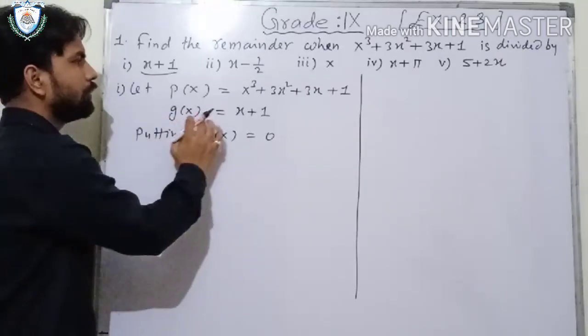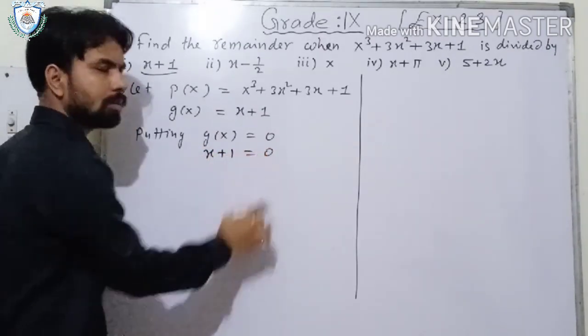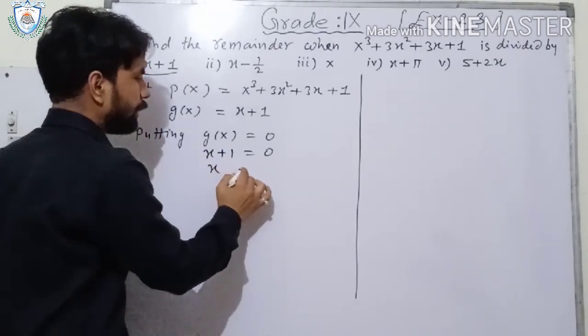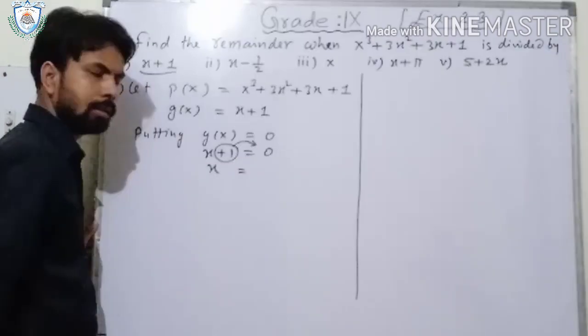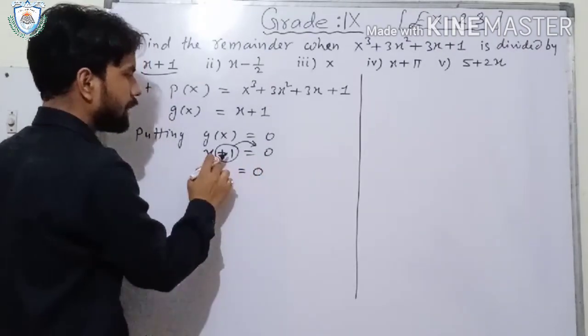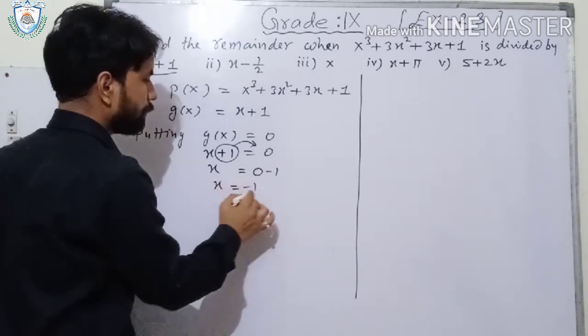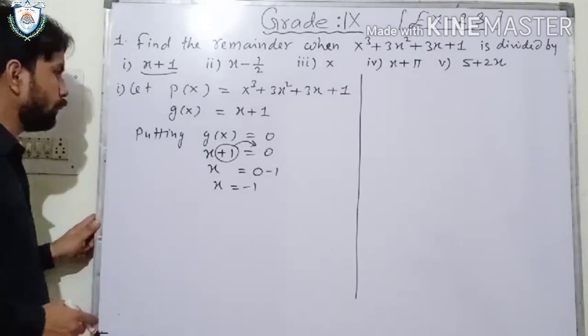So what is the value of g of x? That is x plus 1. So x plus 1 equals 0. Now we have to find the value of x. This plus 1 will be shifted to the right hand side, so we will get 0 and this plus 1 will become minus 1. So x equals what? Minus 1.